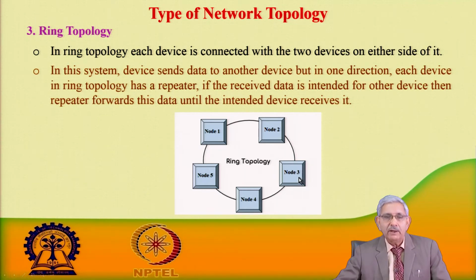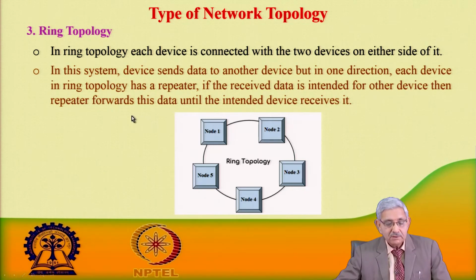Ring topology: if you see here, it follows a circular manner. Data from node 1 goes to node 2, then from node 2 to node 3, from node 3 to node 4, like this, and there could be more than 5. So in the ring topology, each device is connected with 2 devices, one on either side of it. One is connected with node 2 and the other is connected with node 5. So in this system, a device sends data to another, but in one direction.